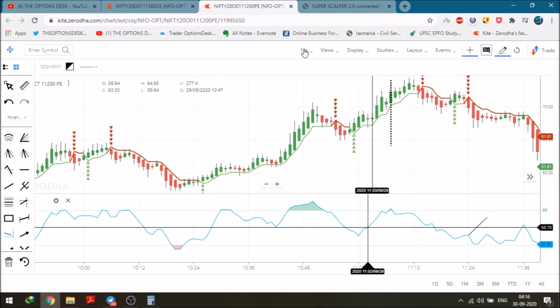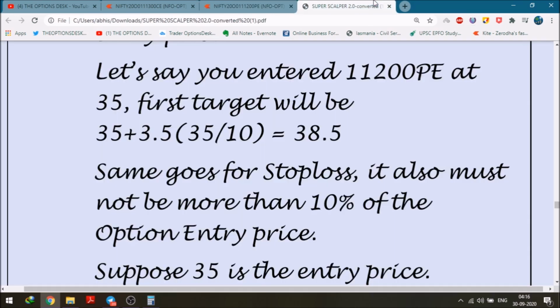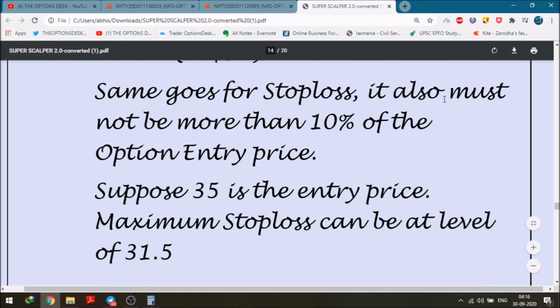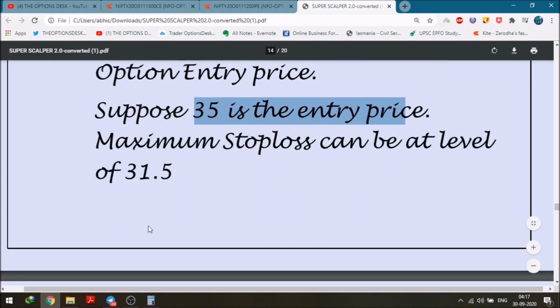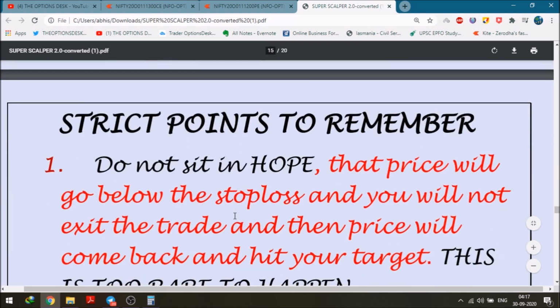Firstly, the 1 minute chart is a very low time frame, and the advantage of using it is that the lower the time frame, the lower the stop loss, but the move can be big. That is a very good advantage. Same goes for the stop loss. Suppose 35 is the entry price, the maximum stop loss would be at 31.5.